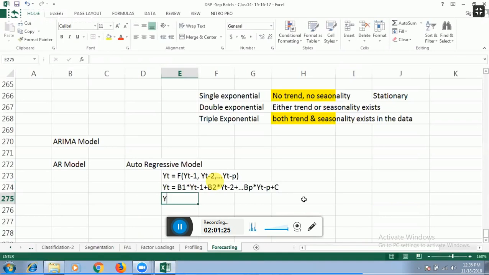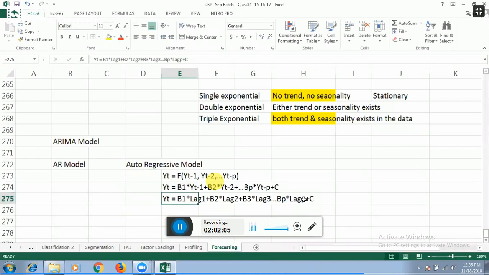So this is nothing but what? yt equal to beta 1 times of lag 1, of course lag 1 I'm talking about, beta 2 times of lag 2 plus beta 3 times of lag 3 and so on, beta p times of lag p plus constant. Correct? So that means my current value is a function of my past p lags. So that is what we call an autoregressive model, if you are able to establish that relationship.